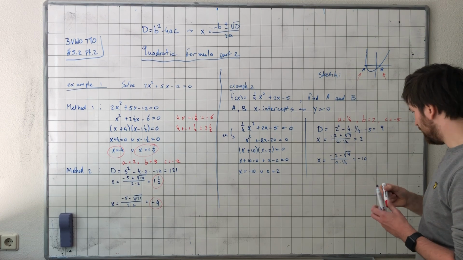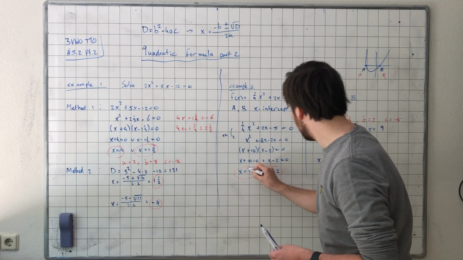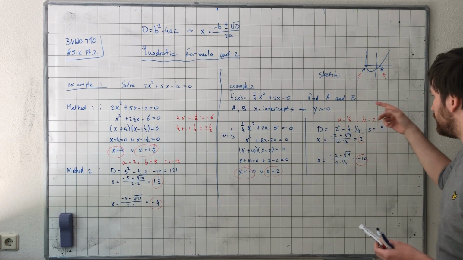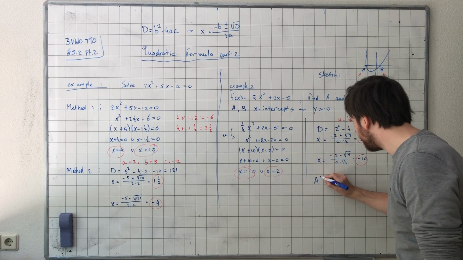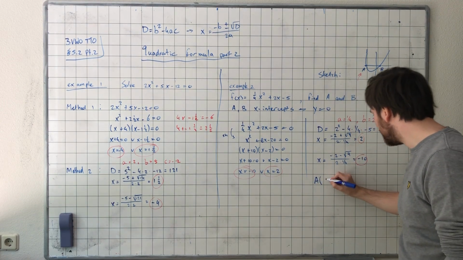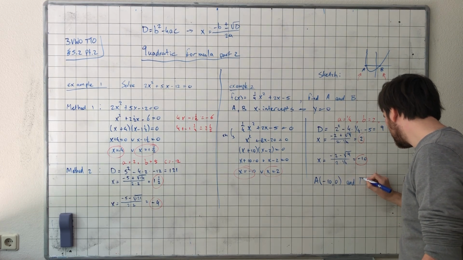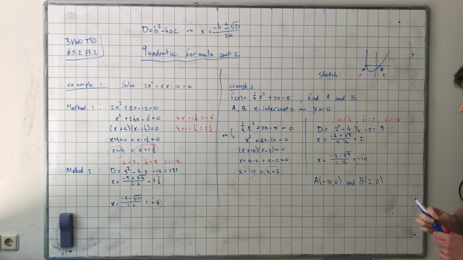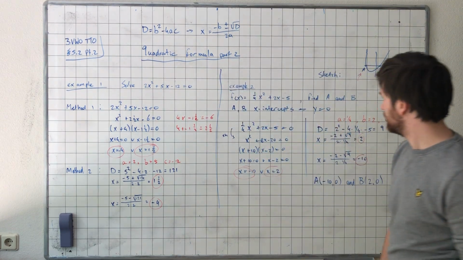And right now, we see that that's good. But we haven't found the coordinates of A and B yet, but we're nearly there. Since we do know that the y coordinates of both these points is 0, we can say that A is the coordinates minus 10, 0, and B is the coordinates 2, 0. Now we are actually finished with example 2, so good luck.